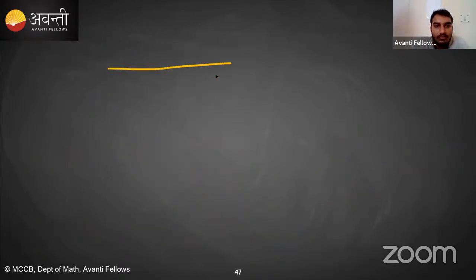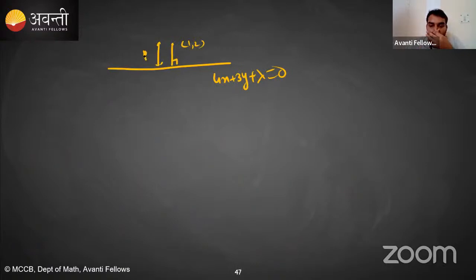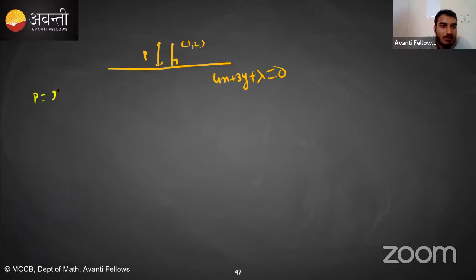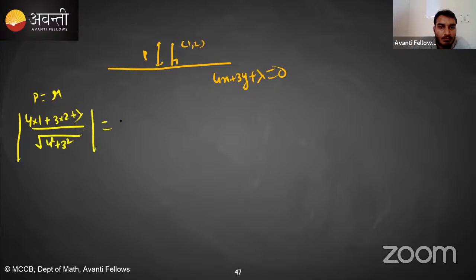So what is the line? 4x plus 3y plus lambda is equal to 0, and the center is nothing but 1,2. Center of circle कितना है 1,2. So ये distance कितना है P है. So this P should be equal to R, right? So what is the perpendicular distance? Put the point on the line: 4 into 1 plus 3 into 2 plus lambda upon root of 4 square plus 3 square. So it would be equal to R. What is R? 3. R is 3.